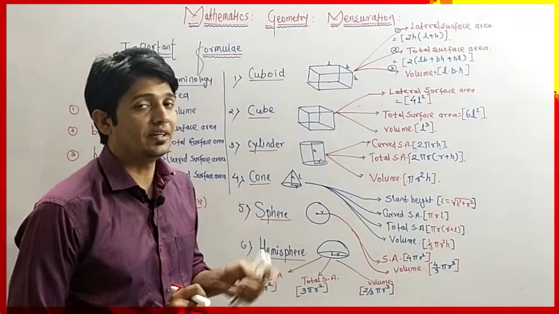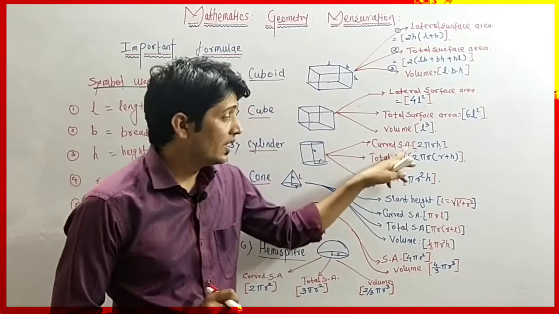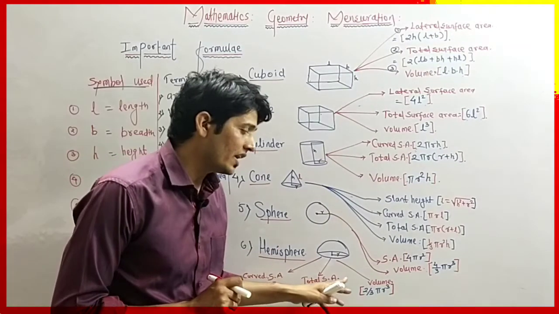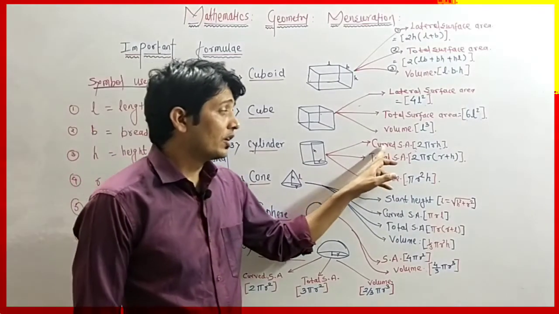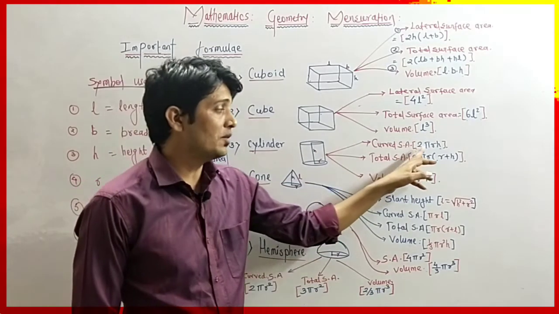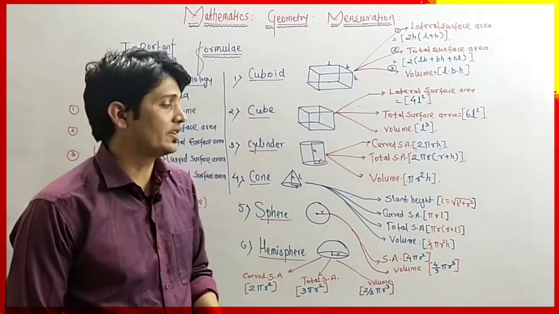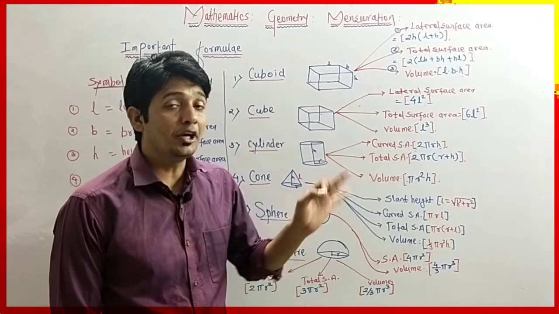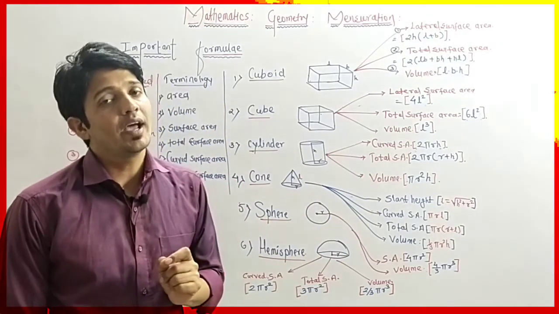Then we have cylinder. For cylinder the first terminology is curved surface area; wherever we have written SA, it is the surface area. The curved surface area for cylinder is 2 pi R H, where pi is 22 divided by 7, R is the radius and H is the height. Then the total surface area is 2 pi R into (R plus H). Then the volume is pi R square H.